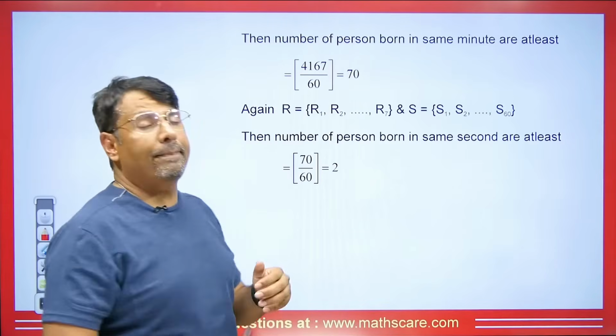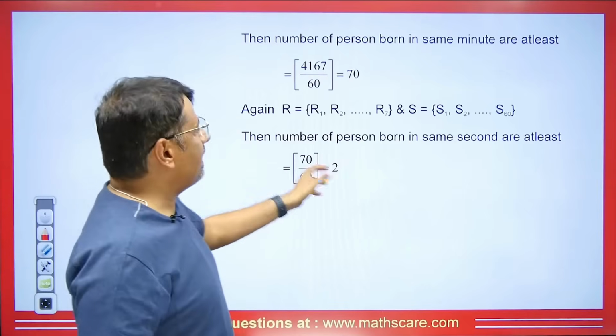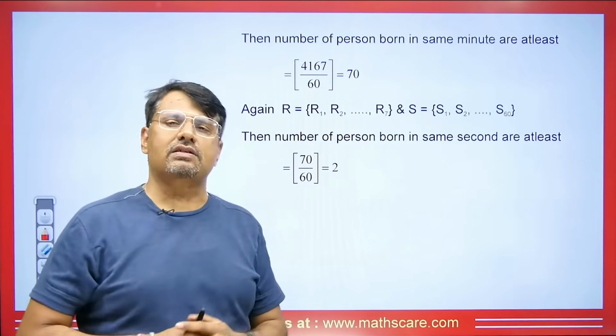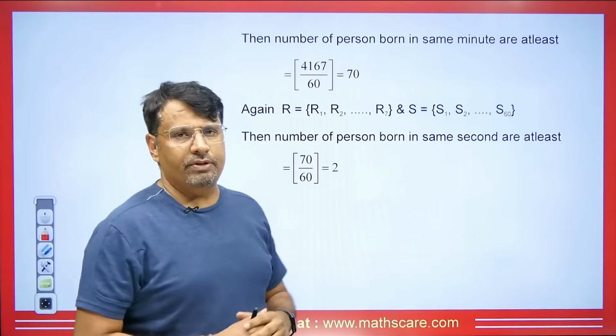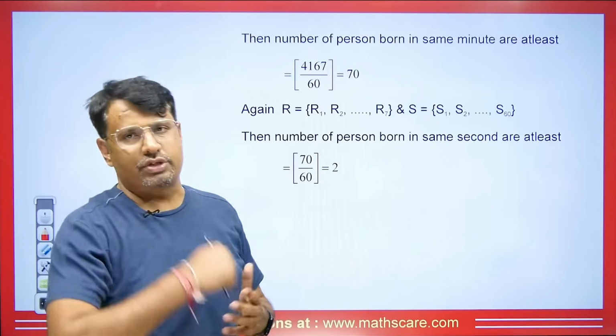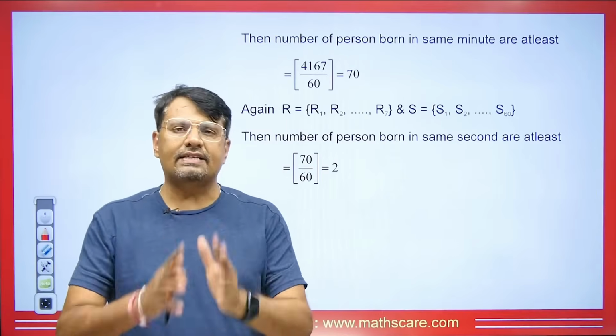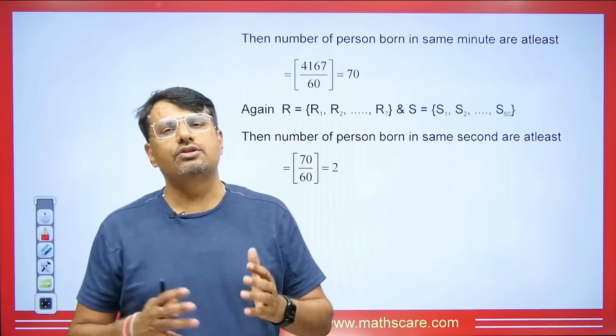Now, we have to determine the number of births per second. We know that 1 minute equals what? 60 seconds. So we will divide 70 by 60. We get 1 point something. Its greatest integer value will be 2. So in this way, this proves that there are 2 babies being born every second.